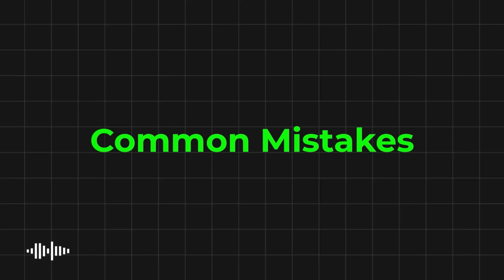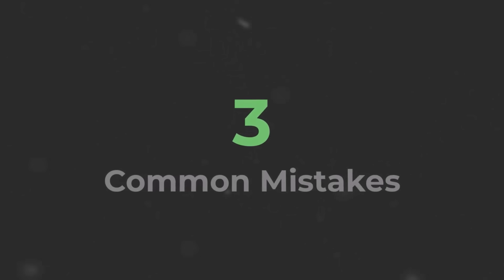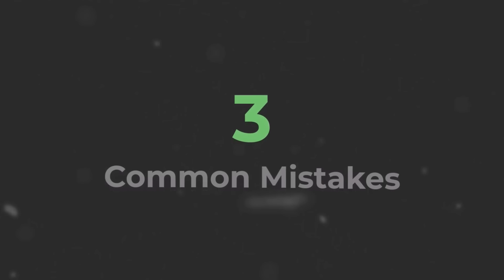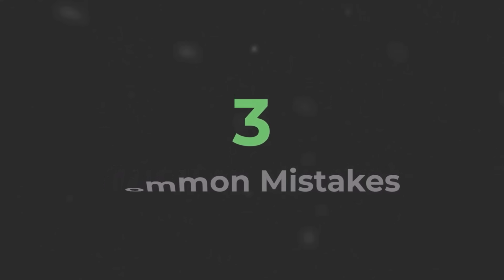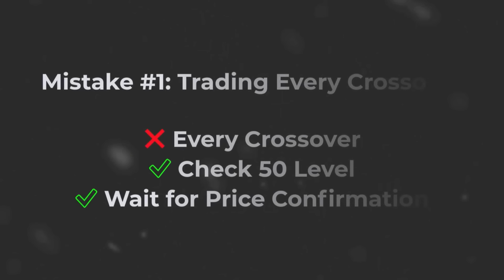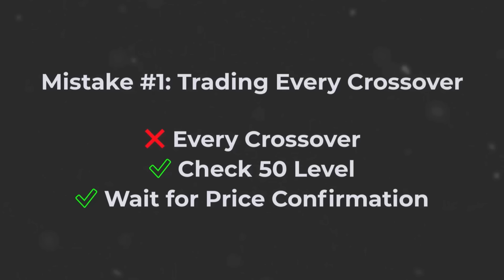Common mistakes. Before you start using this strategy, let's look at 3 common mistakes that many beginners make. The first mistake is trading every crossover. A crossover by itself is not enough. Always check whether both the RSI and its EMA are above or below the 50 level. Then wait for price action to confirm the signal. If you ignore these filters, you will end up taking many low-quality trades.